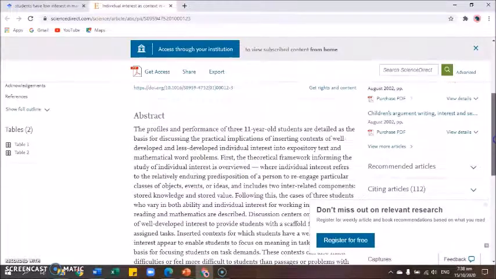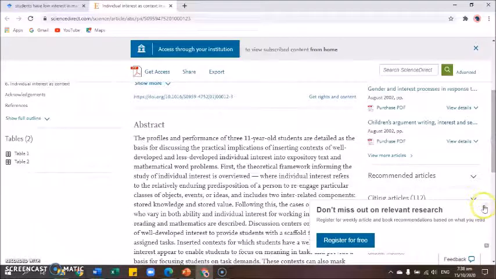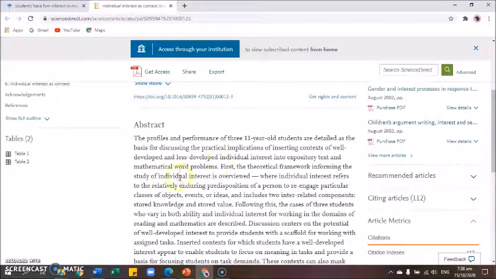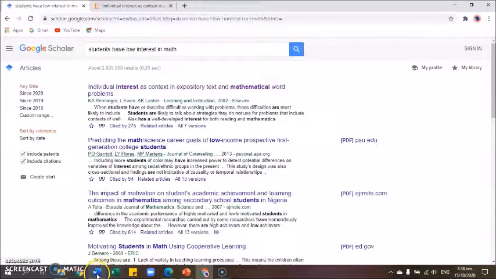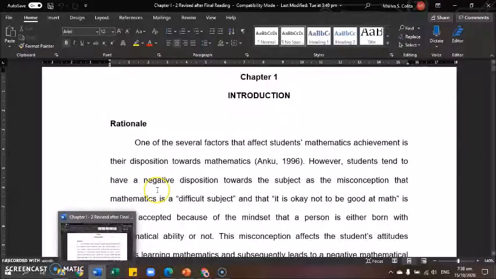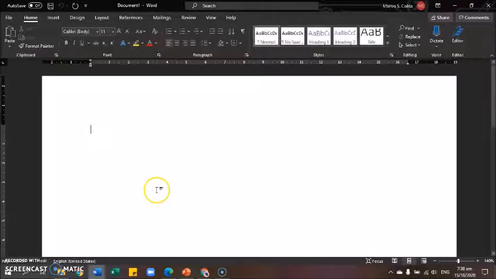Okay? For the sake of the example lang natin ito. Halimbawa, nabasa mo nga dito, no, ang mga estudyante ay may low interest in math or low level of mathematical disposition, ganon. So, babalikan mo yan. Tapos, kung magsusulat ka, open ka ng Word. Okay? Halimbawa, start ka na pagsusulat ng chapter 1.